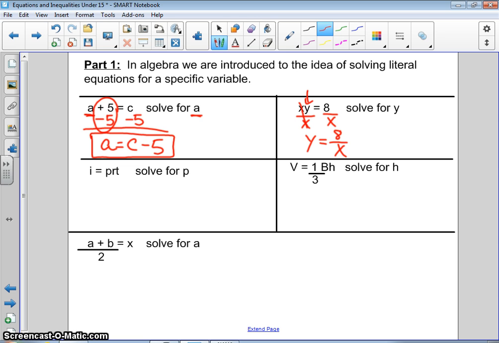The next one, interest equals principal times rate times time, or I equals PRT for short. And we want to solve for P in this case. And P is right here.